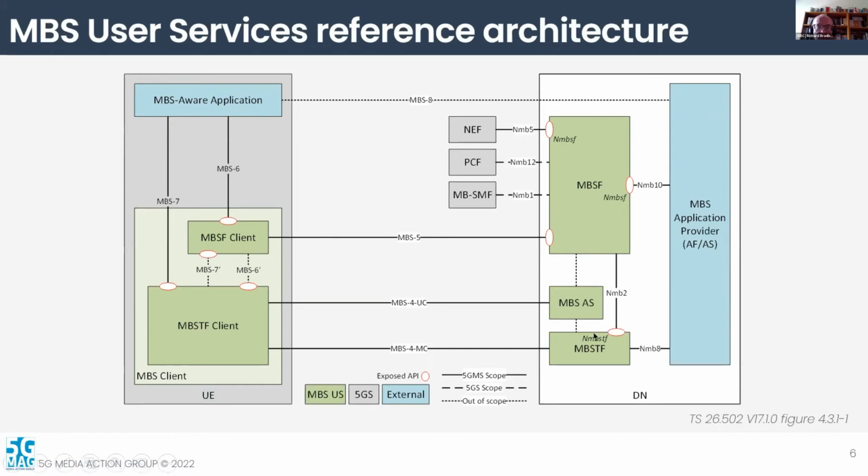So the last bit of the jigsaw that's missing, I haven't talked about, is this MBS AS, and this is provided as a means of doing unicast repair when the main multicast broadcast service proves unreliable, perhaps because you're moving around and you've dropped some packets, or some other reason. But the MBSTF client can repair anything that's missed over this MBS4 UC reference point.